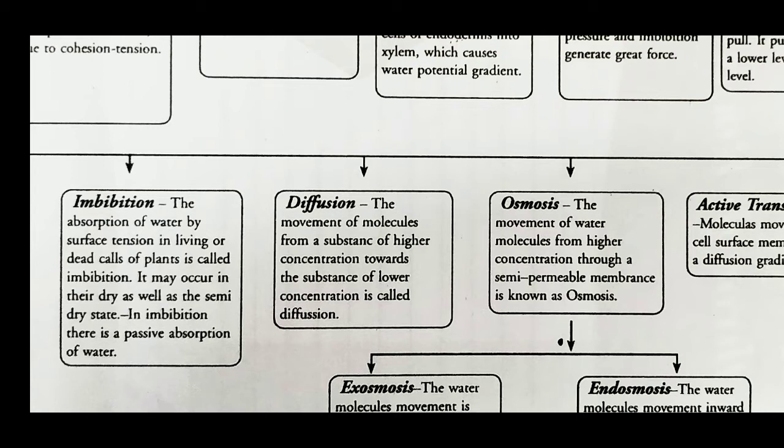Imbibition basically talks about the absorption of water by surface tension, that is, a tension is created on the surface by water, and the molecules of water are absorbed by that dried, dead or living plant. And in imbibition there is a passive absorption of water, which means that no energy is required for it.